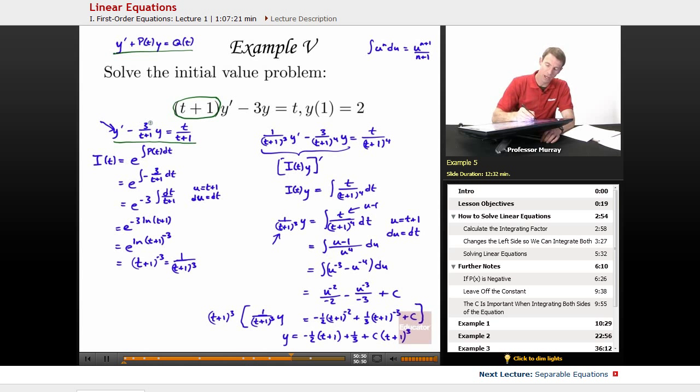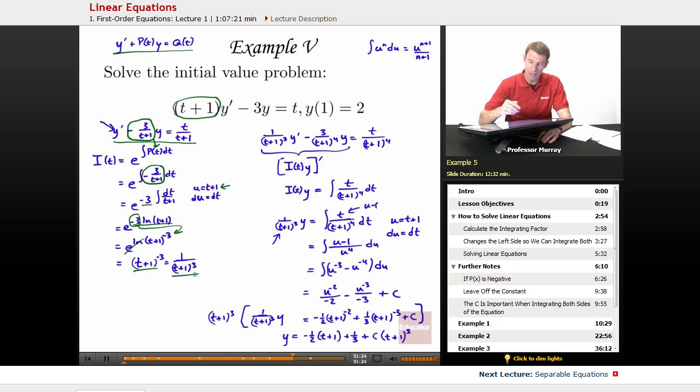And then I looked at whatever was in front of the y, and I called that p of t. I've got to integrate that, so I've got to integrate negative 3 over t plus 1. So that's easy with a little u substitution. U equals t plus 1. So I get negative 3 natural log of u, natural log of t plus 1. And before I can cancel my e and my natural log, I have to take that negative 3 and turn it into an exponent. Then I can cancel the e and the natural log, and I get t plus 1 to the negative 3, or 1 over t plus 1 cubed.